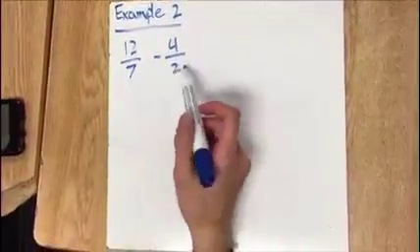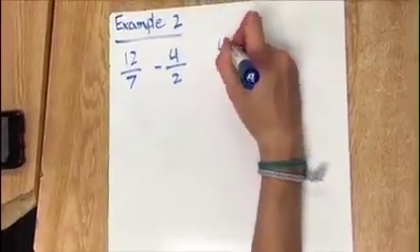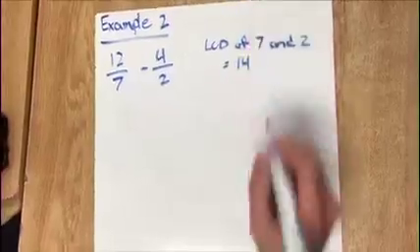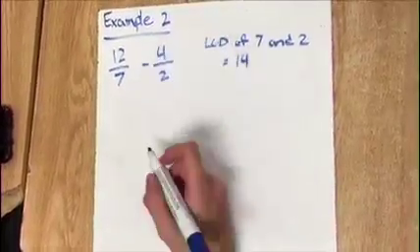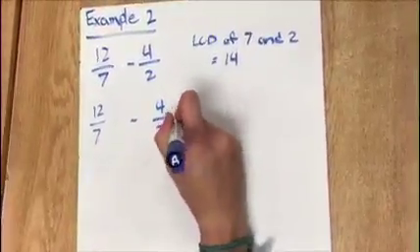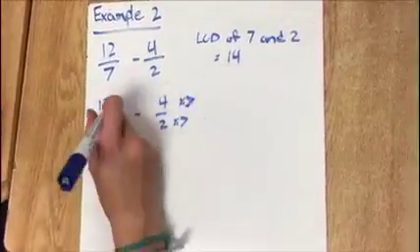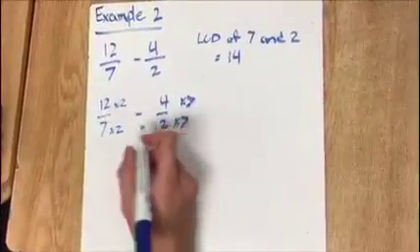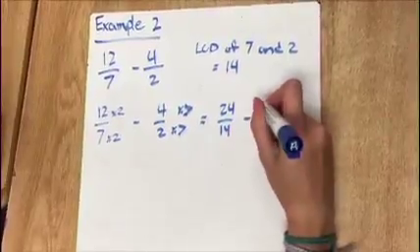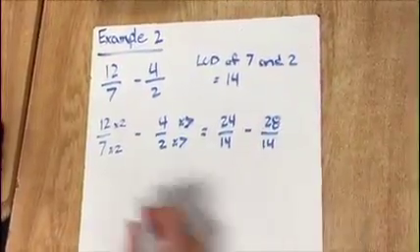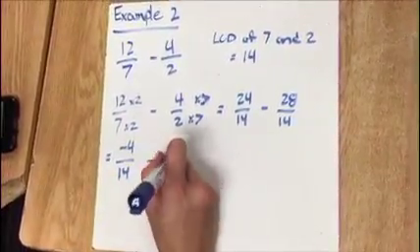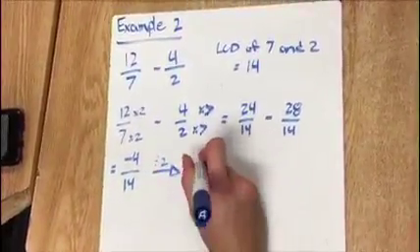For example 2, we have 12 over 7 minus 4 over 2. The lowest common denominator between 7 and 2 would be 14. In order to make both denominators equal 14, we'd multiply 12 over 7 by 2 and 4 over 2 by 7. This will give us 24 over 14 and 28 over 14. Once we have the same denominator, we can straight up just subtract the numerators. This would give us negative 4 over 14. This can be simplified to negative 2 over 7.